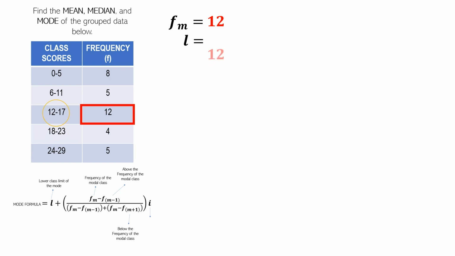Next is the frequency above the frequency of the mode. Above 12 is 5. Next, the frequency below the frequency of the mode. Under the 12 is 4. Lastly, the interval of the class. For example, we have 0 to 5. If we count 0 to 5, we have 6 data, or if you use 24 to 29 and count it, you have 6 data. Therefore, the class interval, or i, is 6.